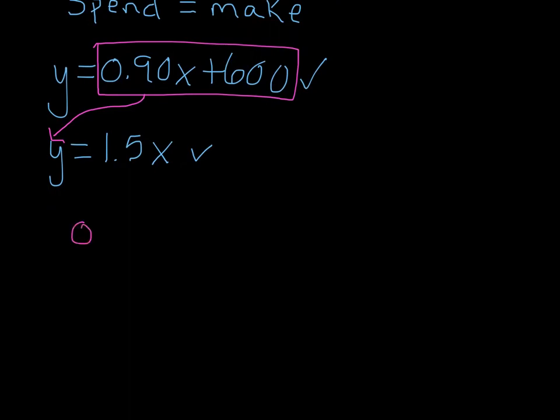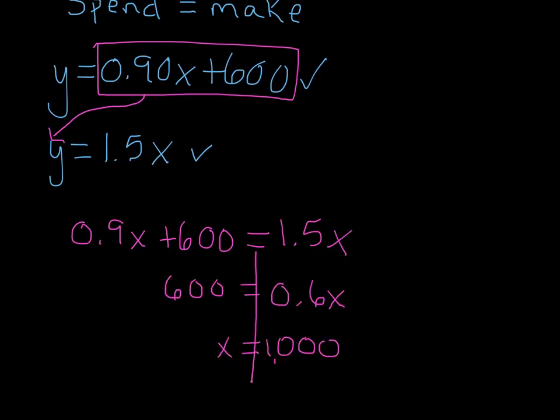So 0.9x plus 600 is equal to 1.5x. And at this point, I want you to pause the video and see if you can finish solving this, and then come back and check your answer. So you should have solved and gotten that x equals 1,000, which means this club would have to sell 1,000 newsletters in order to break even.